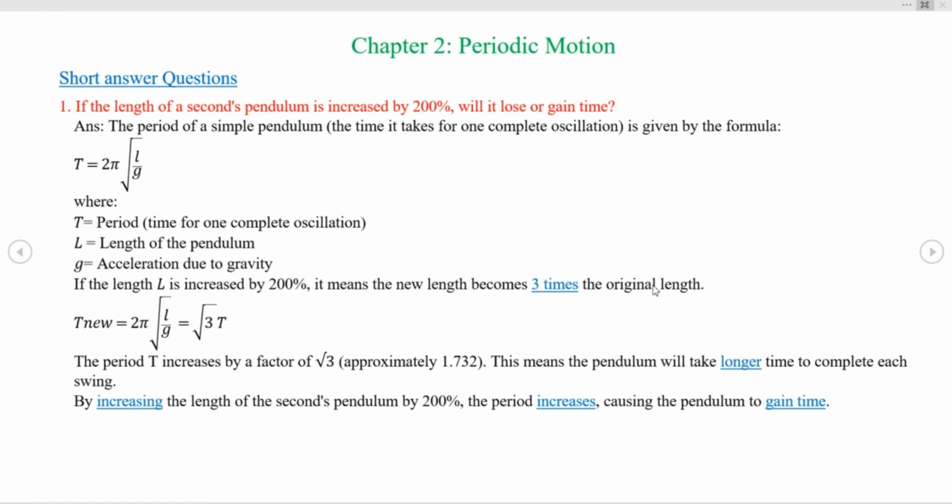So if the length L is increased by 200%, it means that the new length becomes 3 times the original length. That is, T new will be equal to 2 pi root over L by G. Putting the value of L, we get T new as root 3 T. The period T increases by the factor root 3, that is approximately 1.732. This means the pendulum will take longer time to complete each swing, and by increasing the length of the second pendulum by 200%, the period increases, causing the pendulum to gain time.